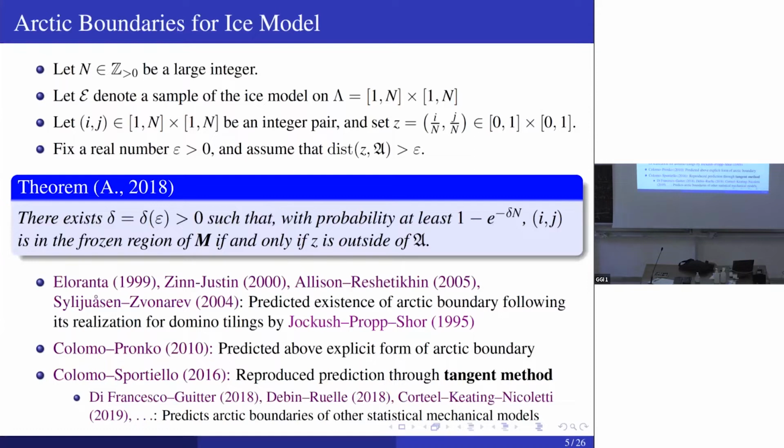Okay, so a bit of history: a series of works at the turn of the millennium predicted that there should exist some Arctic boundary for the Six-Vertex model, based on the original realization of this phenomenon in the work of Jockusch, Propp, and Shor in 1995 in the context of domino tilings of the Aztec diamond. The question of actually predicting what the curve was remained open until Colomo and Pronko gave an answer. They predicted the explicit form of the Arctic boundary given by this A, the union of 4 ellipses. And through this remarkable work, Colomo and Sportiello reproduced this prediction through what they call the tangent method, which I'll talk about more in this talk. This tangent method turned out, as we've seen in the past week, to be extremely versatile, producing Arctic boundaries of various classes of statistical mechanical models since this original work. Some of these extensions that use the tangent method to predict other Arctic boundaries are listed, although there are many more which I have not listed here.